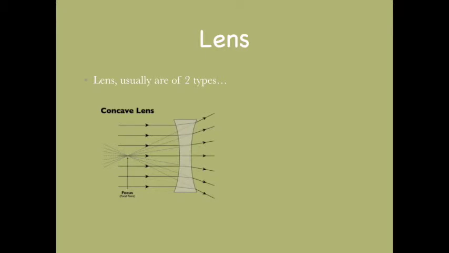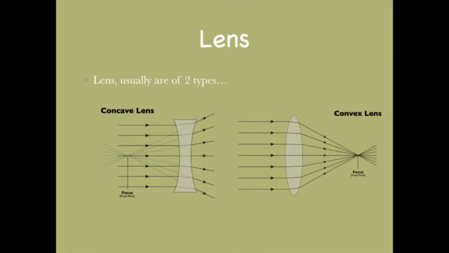In general, lenses are of two types: concave lens and convex lens. Please note the shape of the lens. It's very, very important.